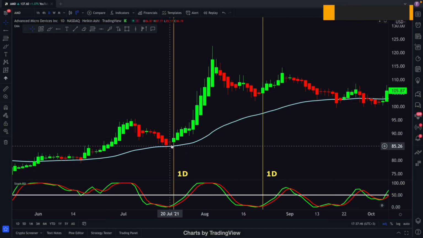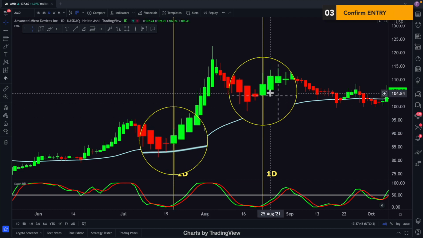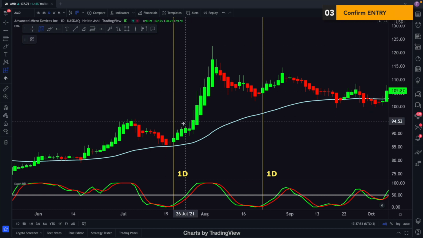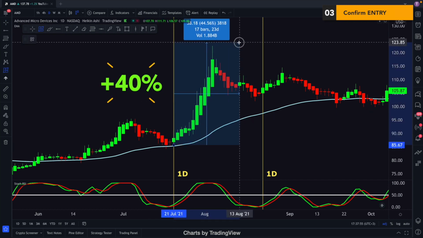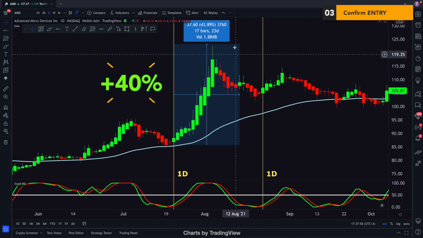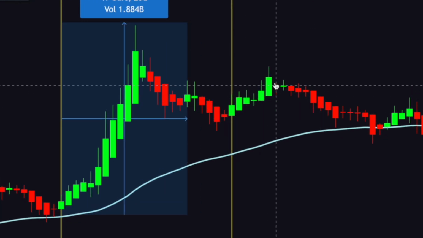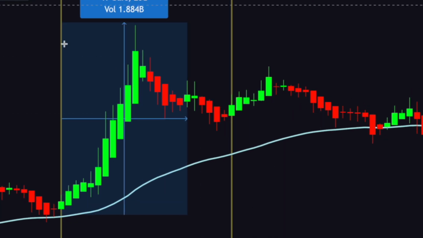Green candlesticks with shaved bottoms. As you can see, the first rally was extreme. Oh, look at that, almost 50%. It's incredible. The second rally was a bit shorter. This could be a quick hit and run trade in a week.